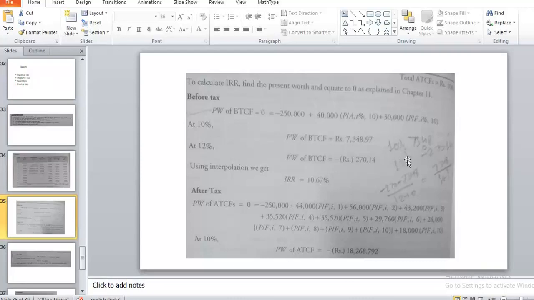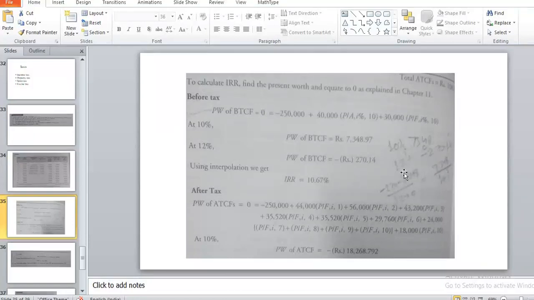So for the ith rate, the present worth value equals 0. What will be the rate of return for this zero present worth? We can solve this by the interpolation method. 10% we have some value, 12% we have some value. For i percent we have 0 value. So what will be that i percent? That will be calculated by interpolation.